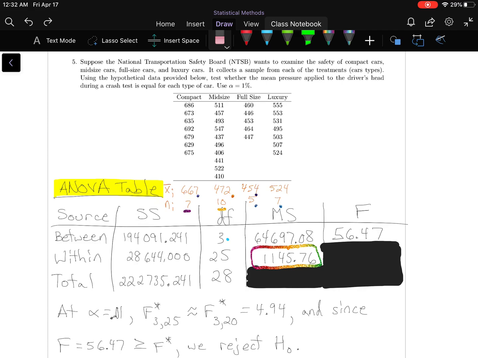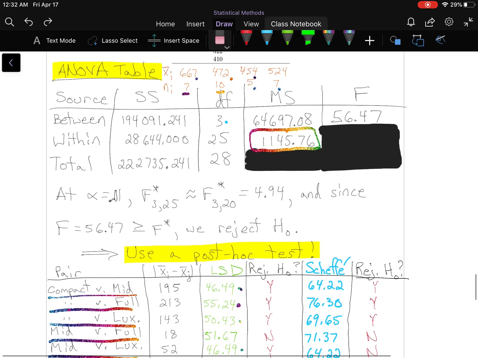And the F statistic came out to 56.47. At the 1% level of significance, we want an F critical value at 3,25 degrees of freedom, but 25 isn't in our table. So F star 3,20 is the closest below it, which is going to be 4.94 for a critical value. Since 56.47 is way out in the right tail beyond the 4.94 critical value, we do reject the null hypothesis. So this is the perfect scenario for using a post-hoc test.